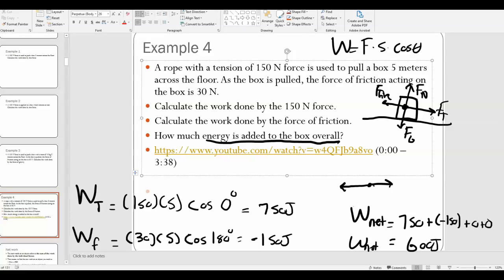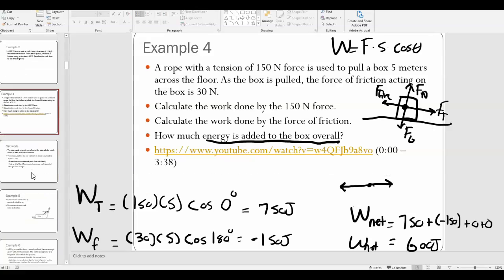So pause there, make sure you fully understand example 4, and this concept of net work, because we're going to keep coming back to this in the future.